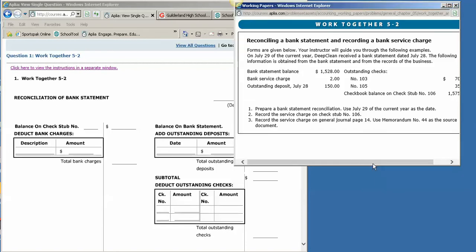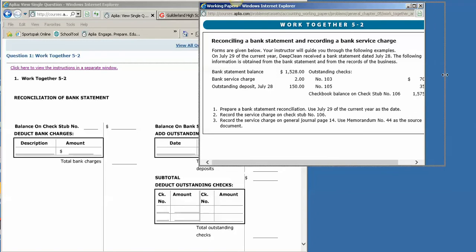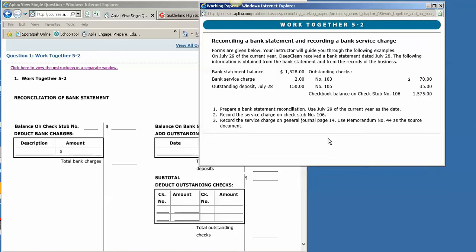If we're looking at the instructions for this particular work together, we see that the form is given to us to complete the reconciliation. On July 29th of the current year, Deep Clean received a bank statement dated July 28th. The following information is obtained from the bank statement and from the records of the business. The bank statement balance says $1,528. There's a bank service fee of $2, a $150 outstanding deposit from July 28th, and outstanding checks number 103 and 105 for $70 and $35 respectively.